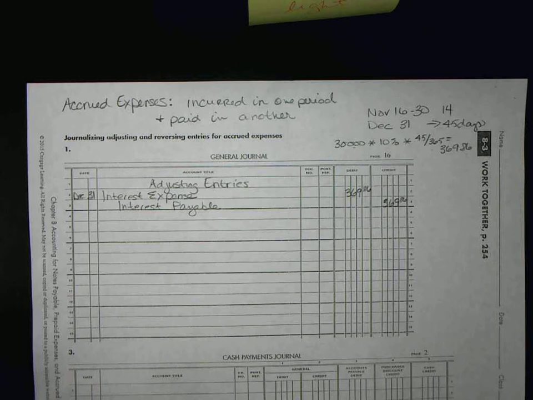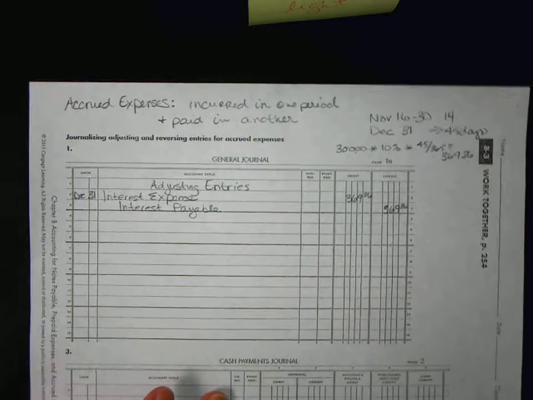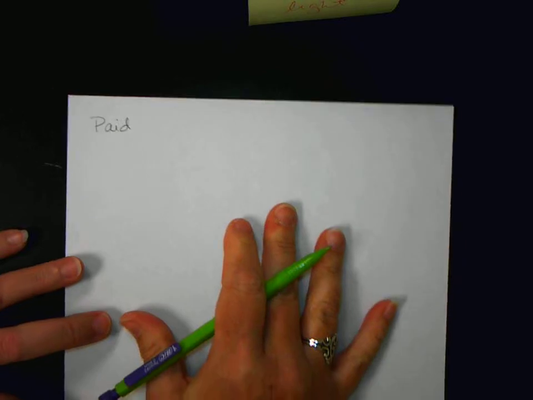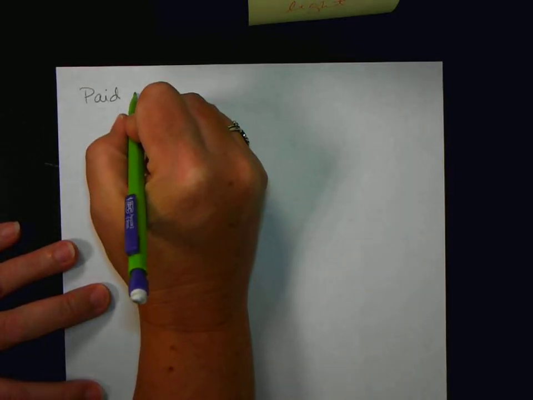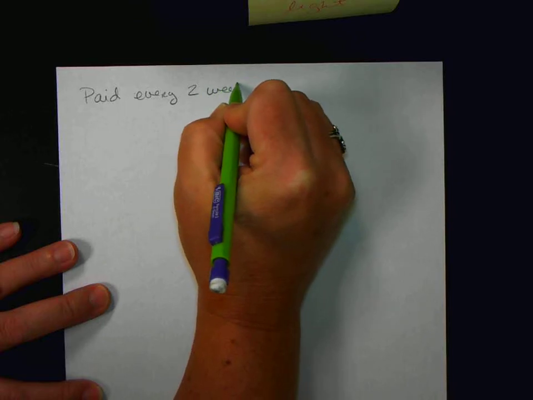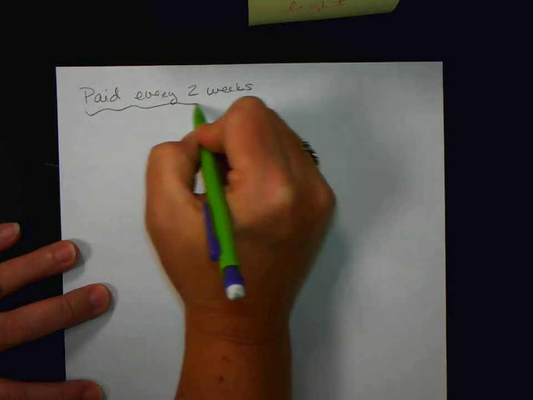The next thing they want us to do the adjusting entry for is payroll. Okay. Now, the reason that we have to do this is if we're in a situation where we get paid every 2 weeks, or we do payroll every 2 weeks. Okay?